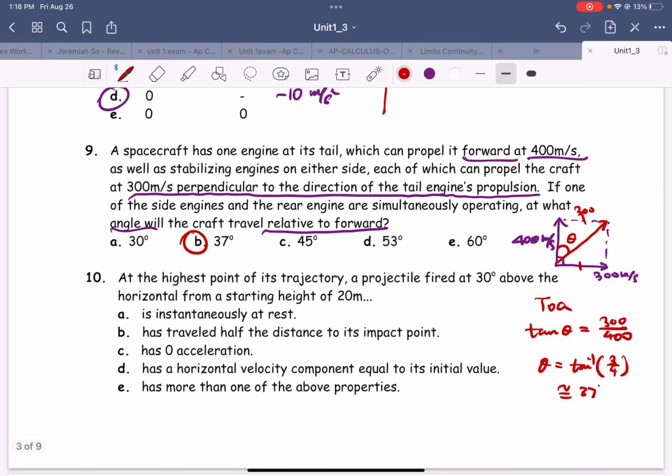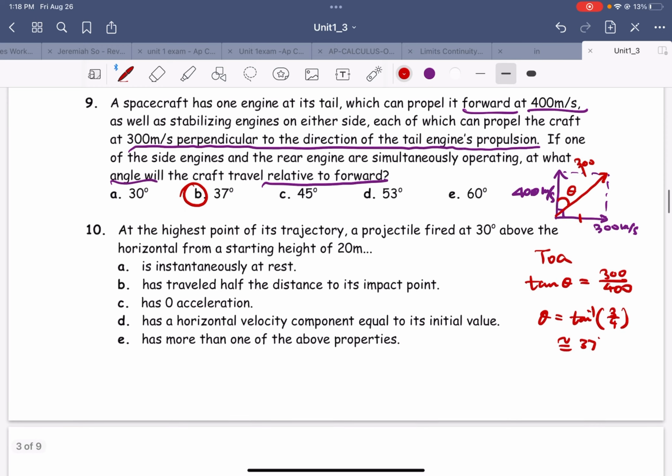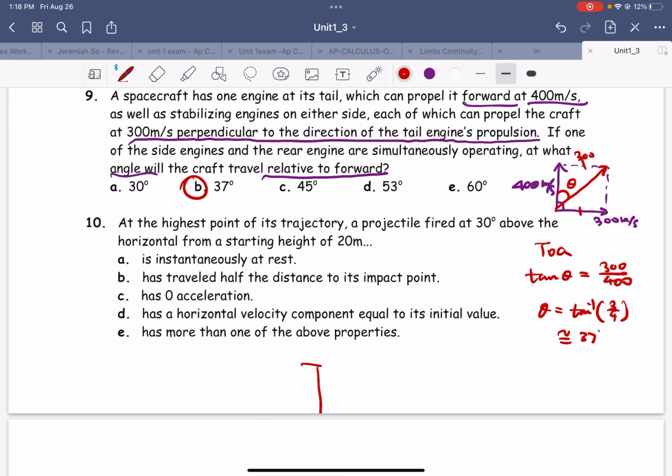Number 10. At the highest point of its trajectory, a projectile fired at 30 degrees above the horizontal from a starting height of 20 meters. So let's draw a diagram quickly. Here, 20 meter height, and it is fired at 30 degrees, right? And then it will drop on the ground like this. Now, which one is true?